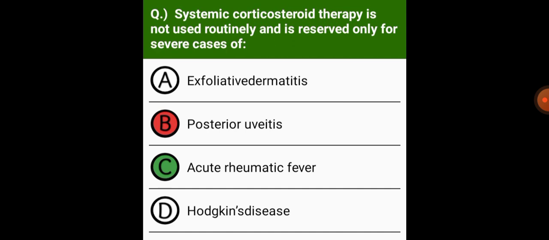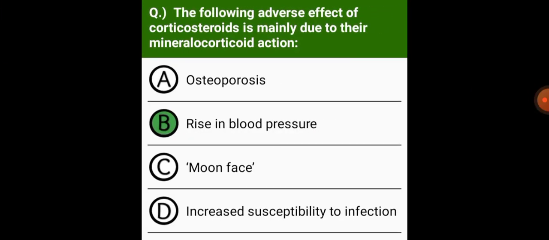Systemic corticosteroid therapy is not used routinely and is reserved only for severe cases of acute rheumatic fever. The following adverse effect of corticosteroids is mainly due to their mineralocorticoid action: rise in blood pressure.